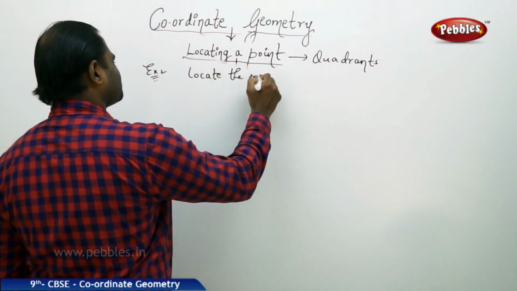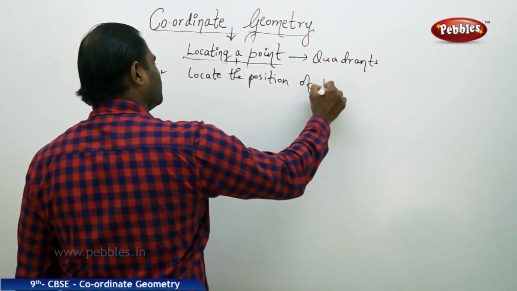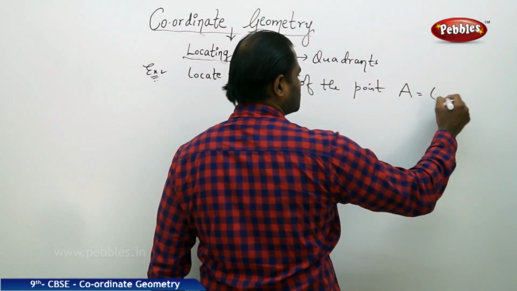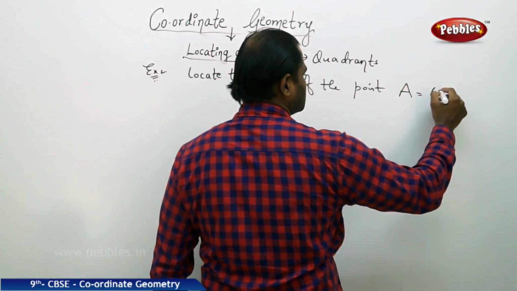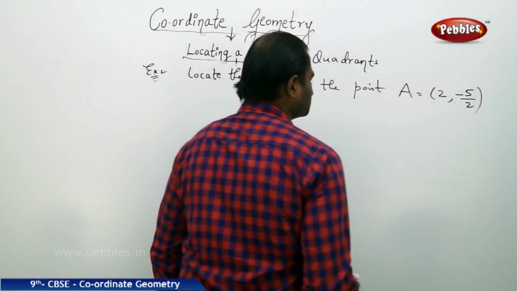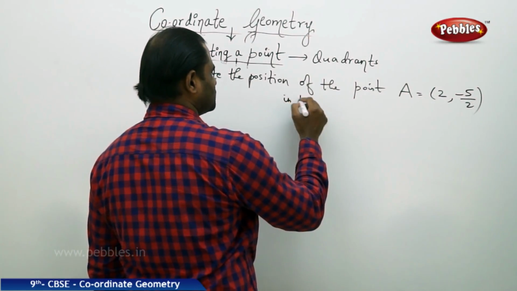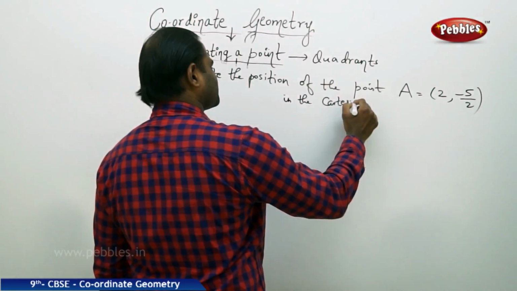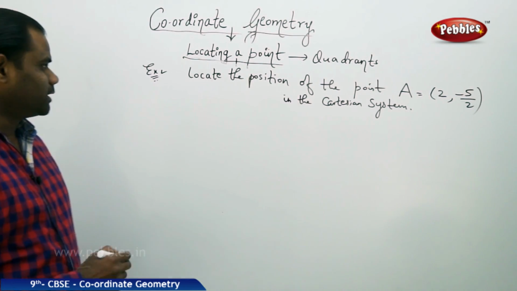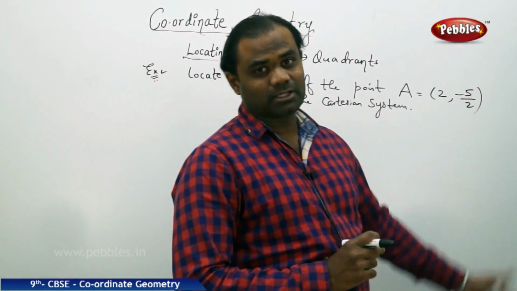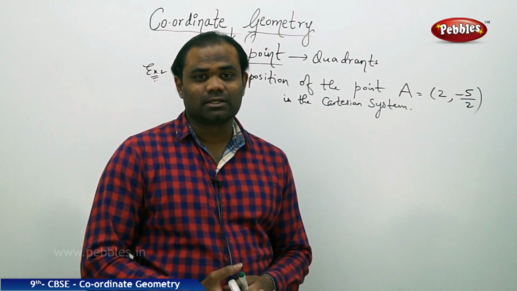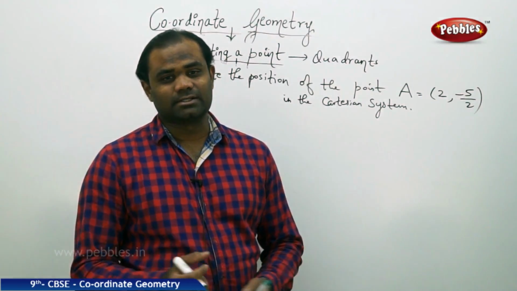locate the position of the point A equals (2, -5/2) in the Cartesian system. So my question out here is, locate the position of the point 2, -5/2 in the Cartesian system. So let's see how we can locate the point using the rules of the Cartesian system.